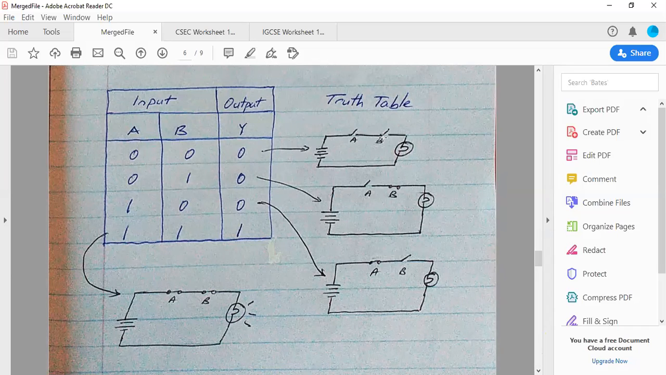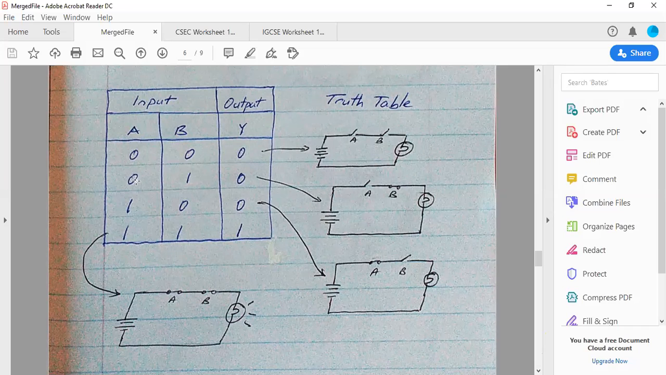So as I was saying, the output of the circuit here is going to be 0 because for the first row, when current flows through A, because switch A is open, no current is going to go through. So your bulb is definitely not going to light. So your output is going to be 0.